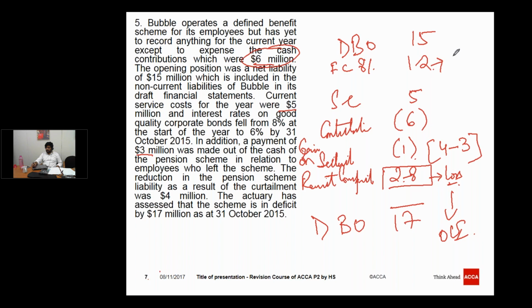Finance cost will be reported in the income statement or retained earnings for the balance sheet question. Service cost will also be charged in the retained earnings or income statement. Contribution paid, no adjustments. Gain on the settlement will also be shown in the retained earnings. So these are the adjustments that we should recognize in the retained earnings. So if you have any question, you can ask it immediately.